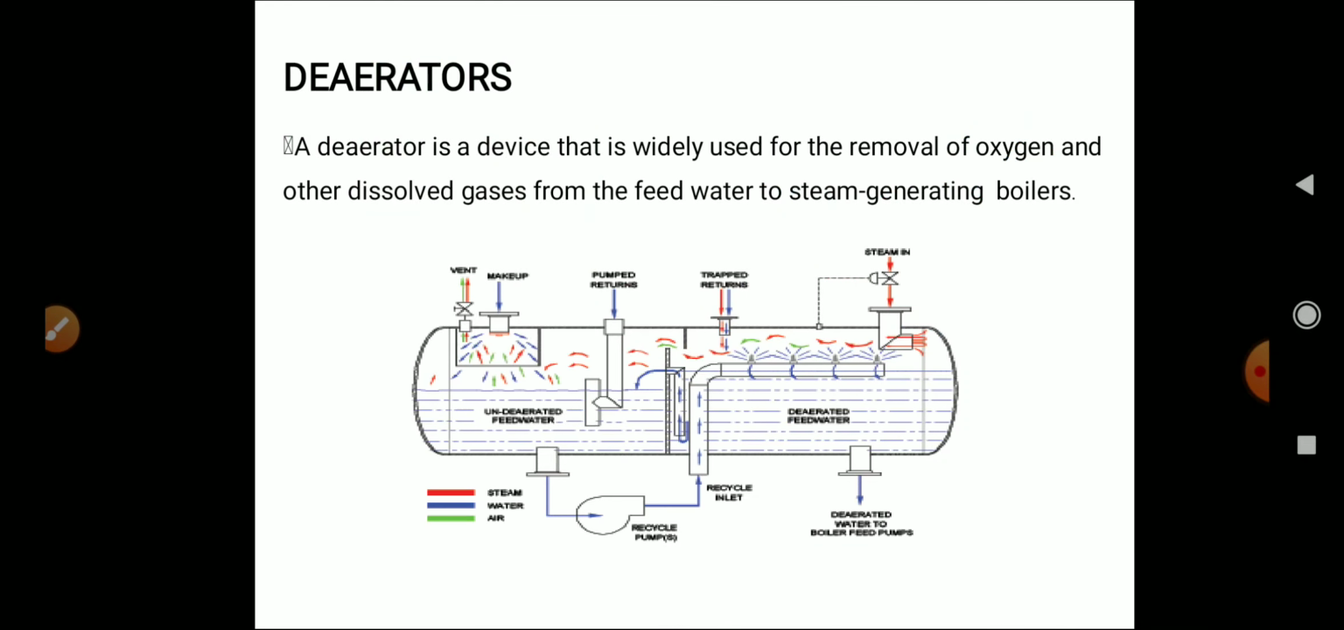Now let us move to deaerators. As the name itself suggests, deaerators remove oxygen content. A deaerator is a device that is widely used for the removal of oxygen and other dissolved gases from the feed water to steam generating boilers. If deaeration is not done, it will badly affect the feed water system and the boiler system.